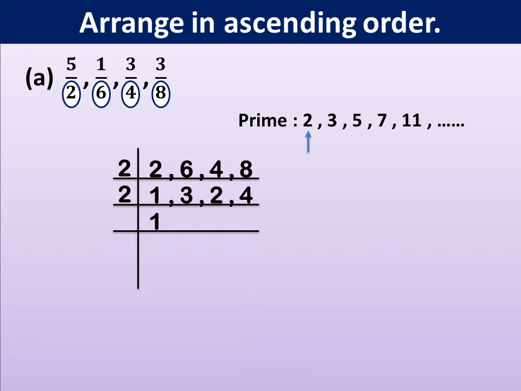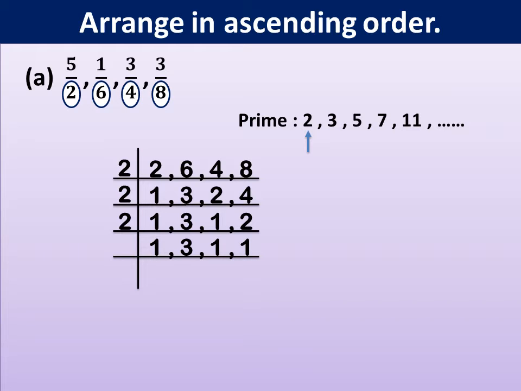1 is not further divisible, so write 1 as it is. 3 is not divisible by 2, so write 3 as it is. 2 ones are 2 and 2 twos are 4. Again we take the smallest prime number 2, so write 2 to the left of the line and divide. 1 is not further divisible, so write 1 as it is. Then 3 is not divisible by 2, so write 3 as it is. Then 1 is not further divisible, so write 1 as it is. Then 2 ones are 2.